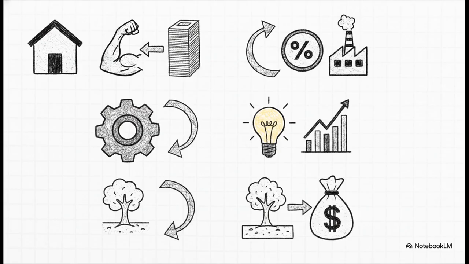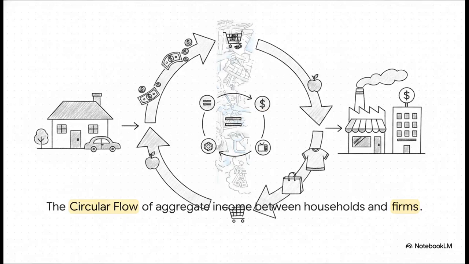If you provide labor, you get a wage. Provide capital, you earn interest. If you provide entrepreneurship, you seek a profit. And if you provide fixed natural resources, like land, you earn rent. And so the entire income of the economy moves in this continuous closed loop.